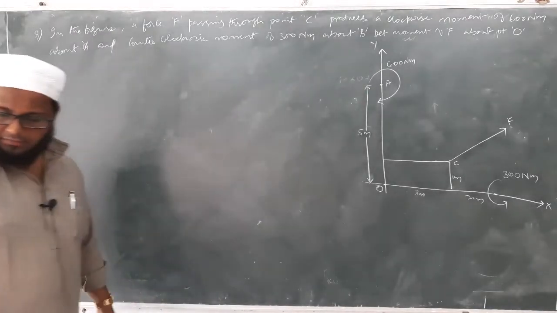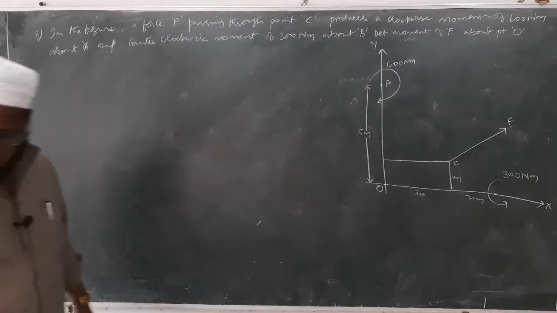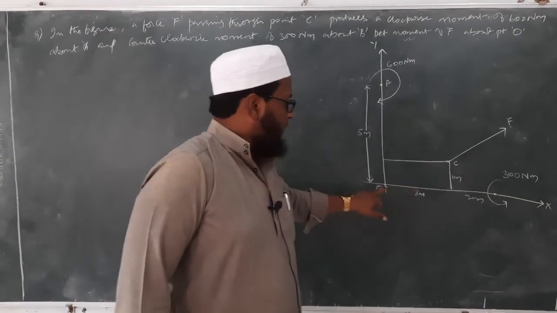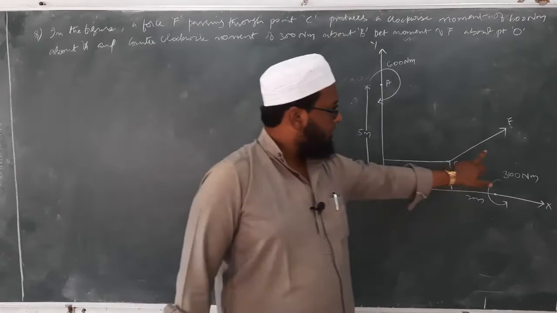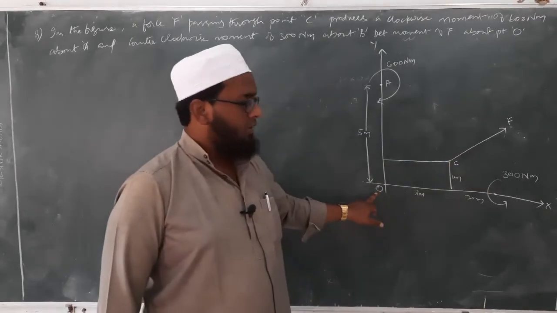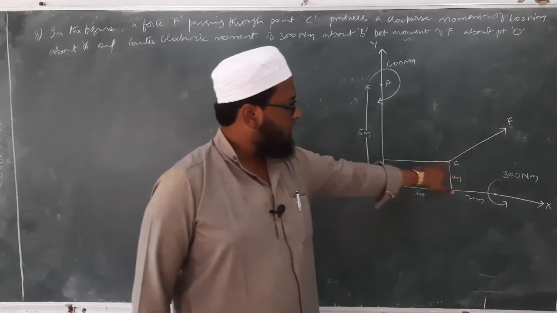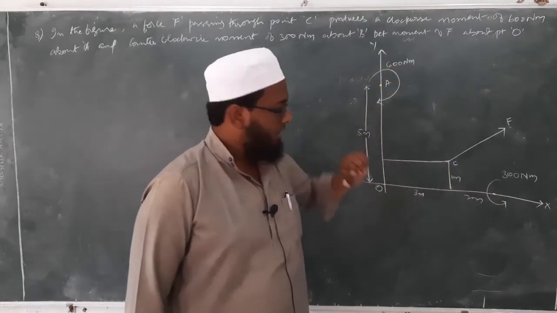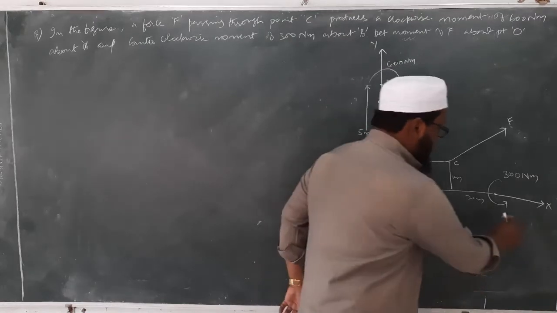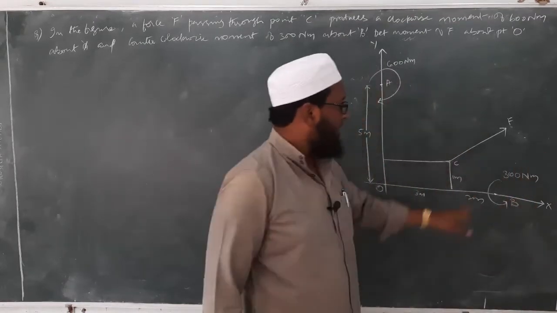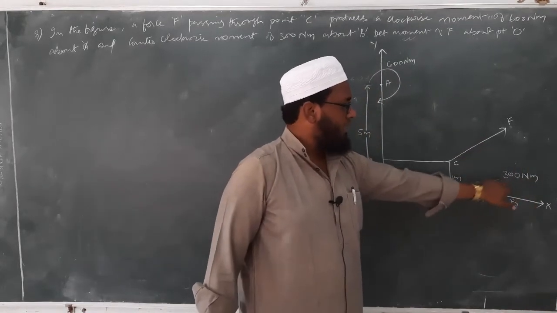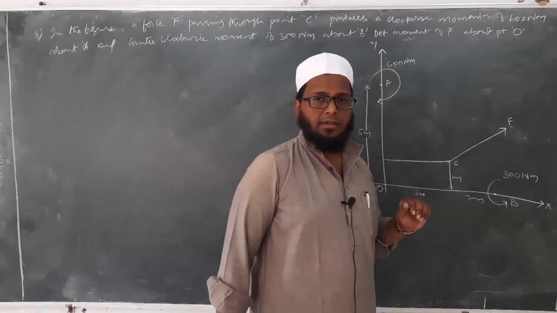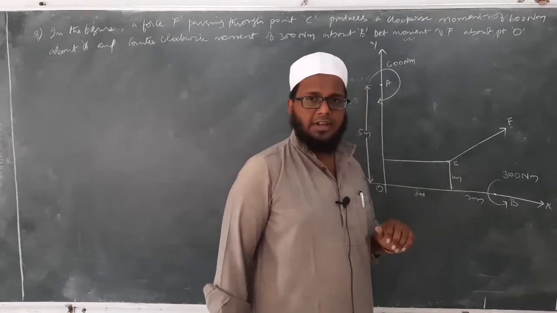So here we have to calculate the moment of F about point O. It has given that the moment due to this force about point A is 600 Newton meter, and along with that this is point B, and the moment of this force about point B is counterclockwise, that is minus 300 Newton meter, okay. So what I will do, I will try to first take down the component.